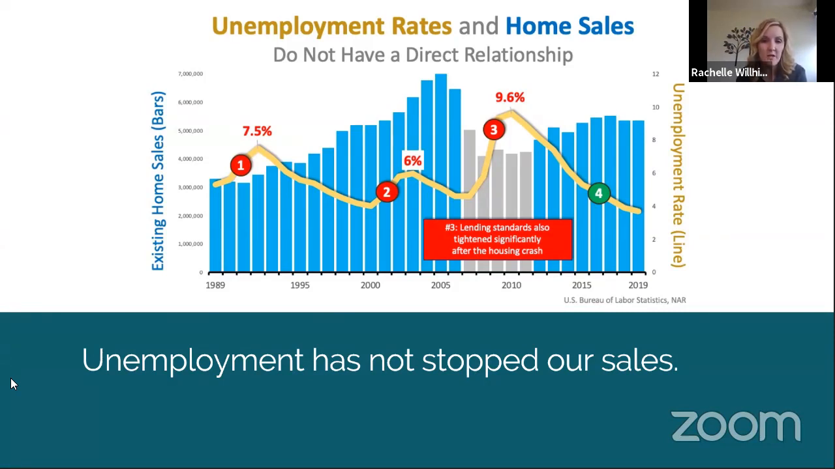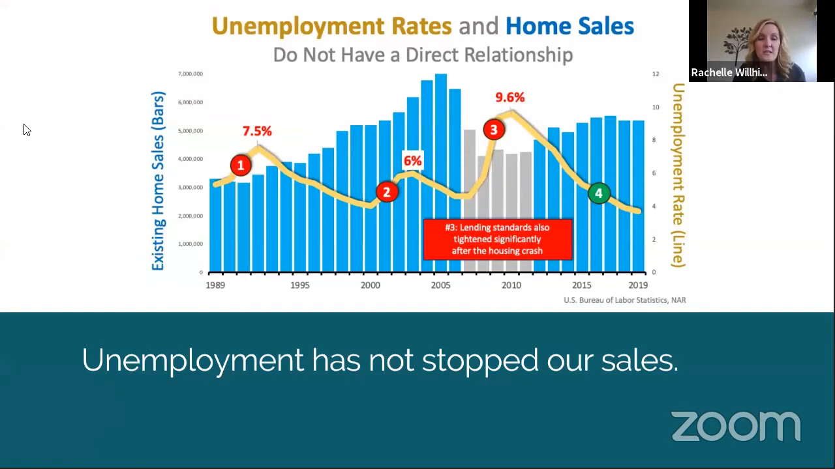I found this one from the US Bureau of Labor Statistics, and it really talks about the unemployment rates. A lot of people are asking about, with all of the unemployment rising, will it have an impact on real estate? And so this graph clearly shows, if you look back in the 1980s, the yellow line, the 1, 2, 3, and 4, that's the unemployment rate. So back in the 80s, it was 7.5%, 6%, 9.6, we might be 10, 11, 12, who knows what percentage we might be at.